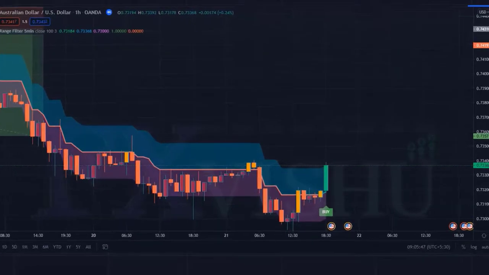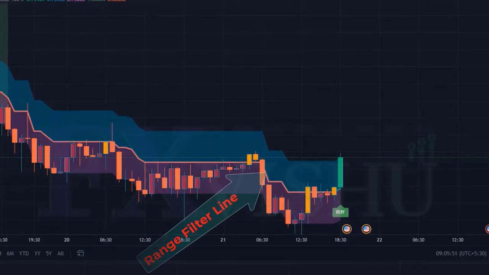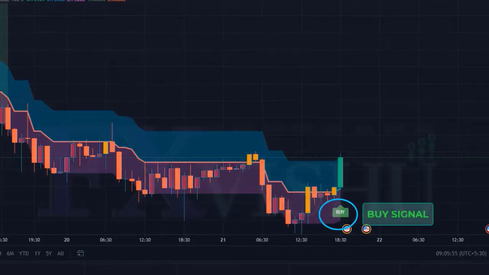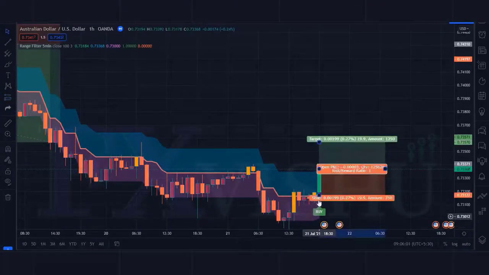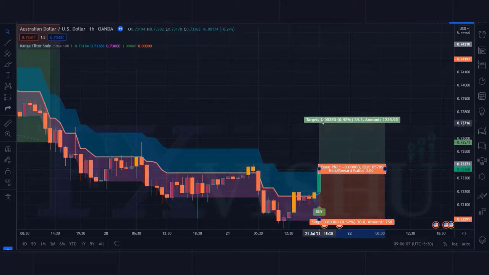We got the signal over here. Here the range filter line is of red color, so the market is in a downtrend. And the market has given a buy signal, so we will place a buy order. Our stop loss will remain below the low range target area. Our risk-reward ratio will be 1/1. Let's see what happens to our trade.